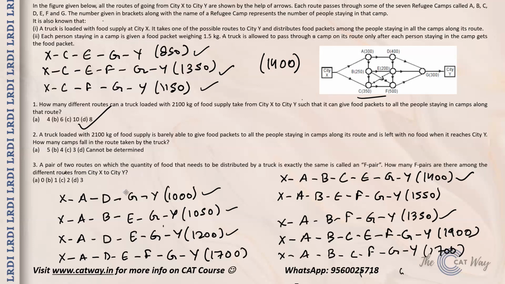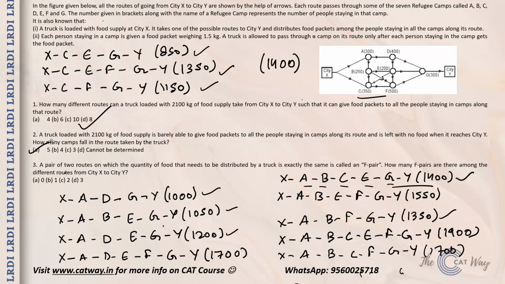Moving on to the second one. A truck loaded with 2100 kg of food supply is barely able to give food packets to all the people staying in the camp along its route, and is left with no food when it reaches city Y. So how many camps fall on the route taken by the truck? Basically you have 2100 kg, that means you need 1400 people, and when you reach city Y there should be no food left. So that is only possible if you are serving exactly 1400 people, and that is possible only in this case. So in this case, how many camps lie? 1, 2, 3, 4 and 5 camps lie. So the correct answer is option number A.